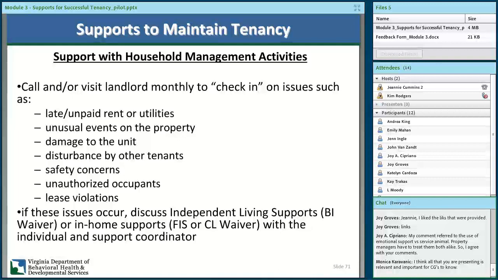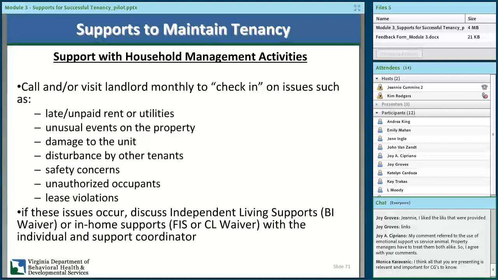Another tenancy support community housing guides provide is assistance with household management activities. Household management activities can include tasks such as budgeting, bill paying, housekeeping, and requesting repairs. We address many household management activities under good tenant training and lease compliance. So let's focus on how to assess whether individuals are successfully performing these activities, and if they're not, what the community housing guide can do.